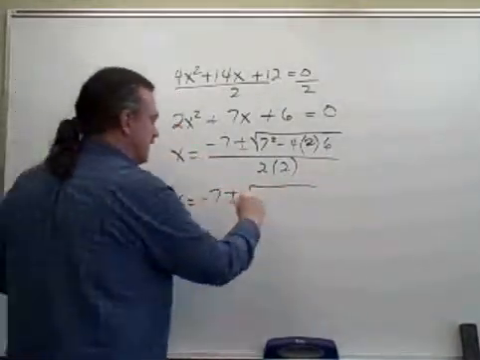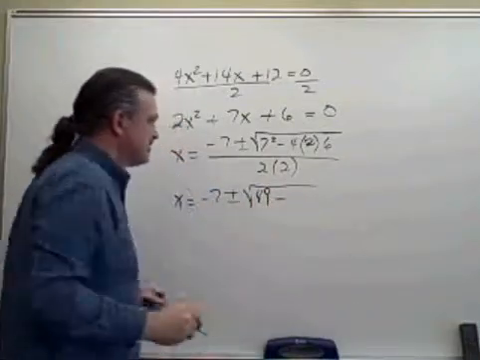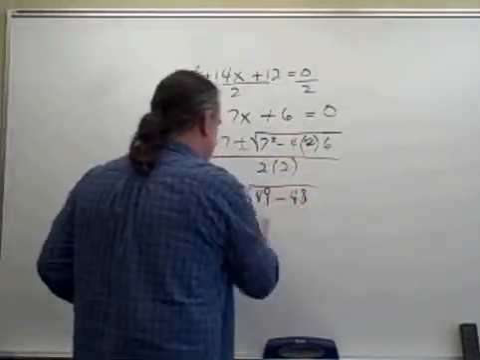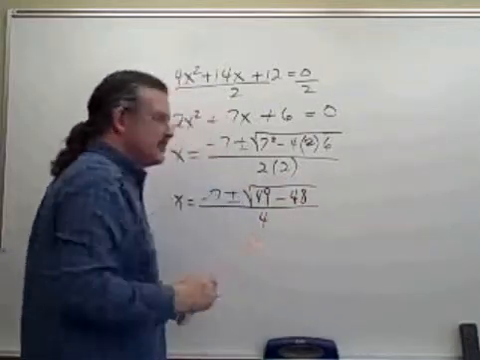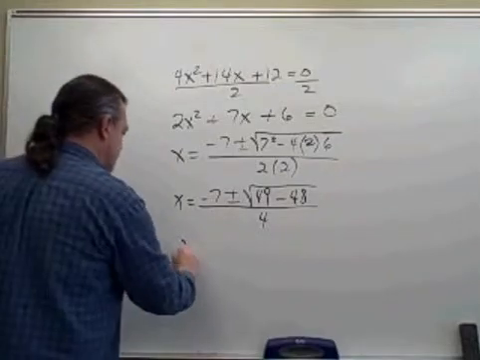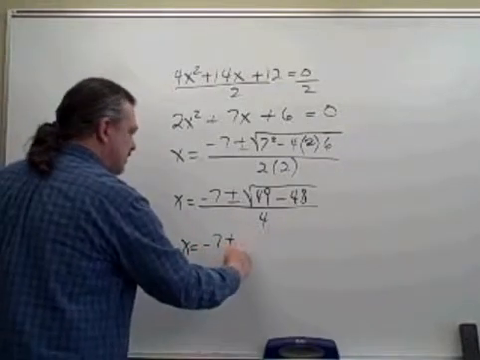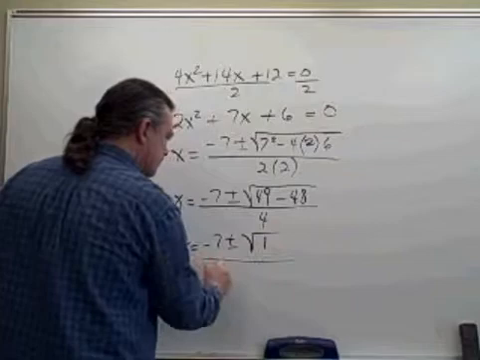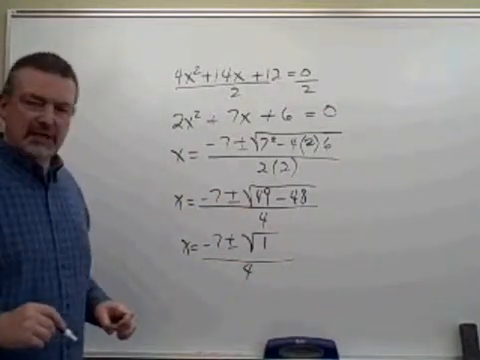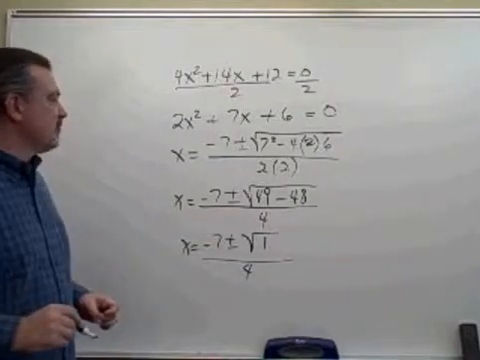Seven squared is 49, minus 4 times 2 is 8, 8 times 6 is 48, over 2 times 2 is 4. So x equals negative 7 plus or minus the square root of 1 over 4. Ooh, that was nice. 49 minus 48 gives us 1, and the square root of 1 is 1.